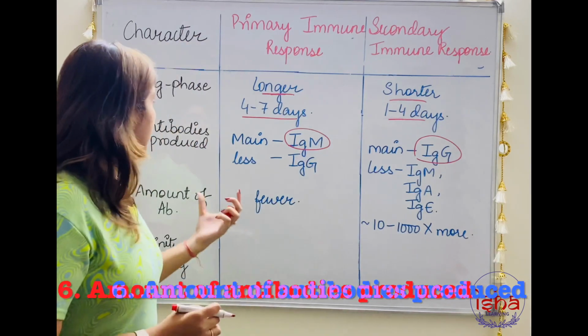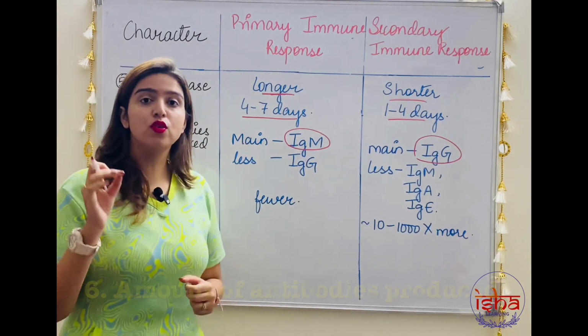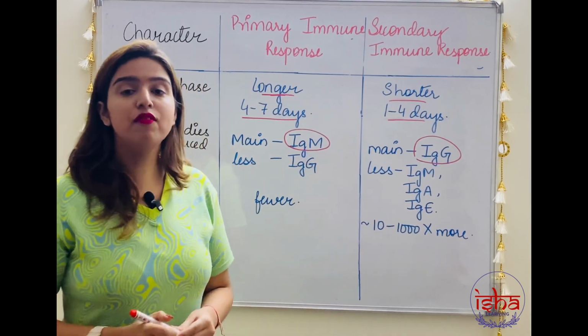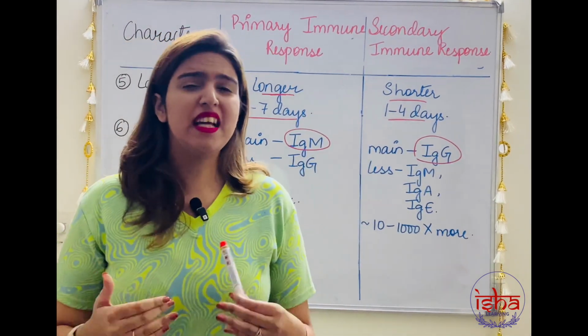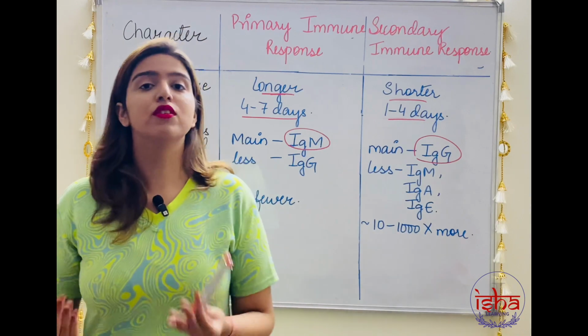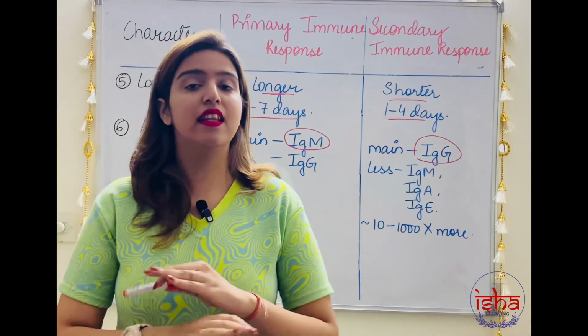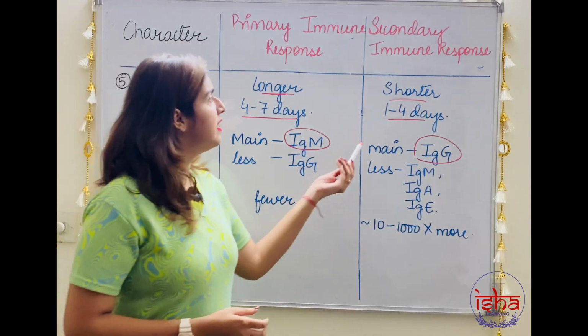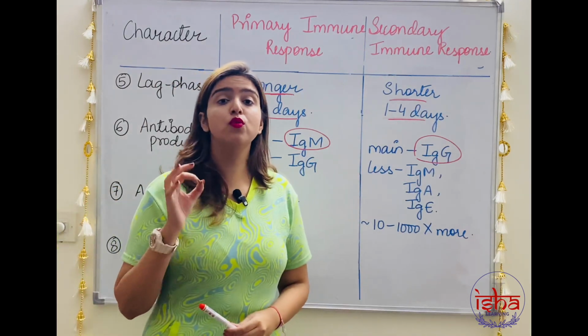Now, well, the amount of antibody produced also differs. Much lesser amount of antibody is seen for the primary response. 10 to 1,000 times more amount of antibodies are seen. They are flooded. The antigen is flooded with the antibodies practically in the case of the secondary immune response.